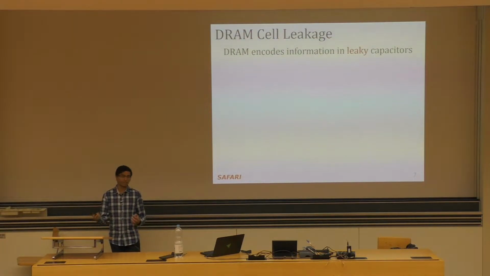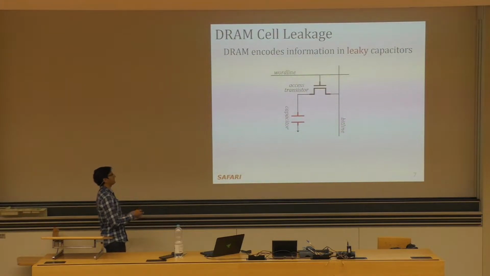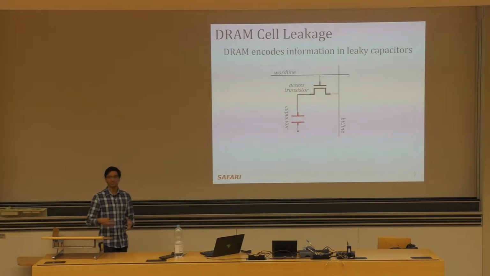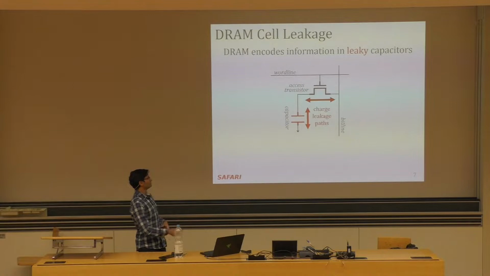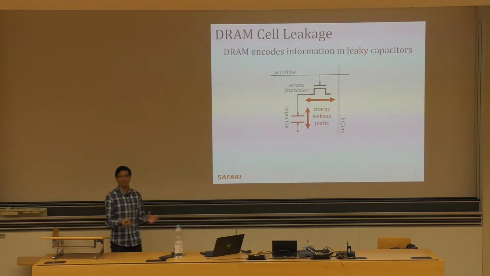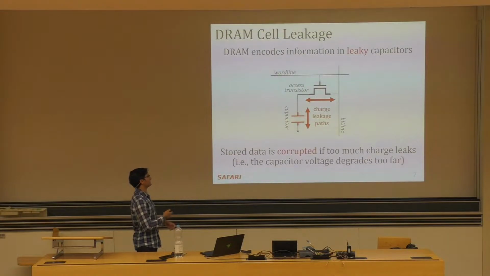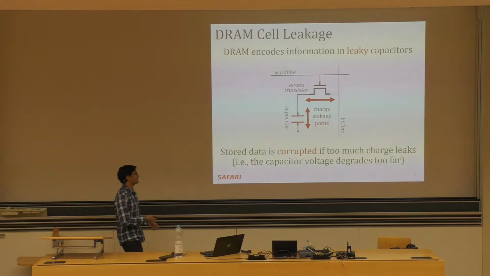So DRAM inherently encodes data using leaky capacitors, right? So here's a graphic of like a simplified DRAM cell. And so we have a capacitor which encodes data using either the charged or discharged state. And we have an access transistor which is used to read from or write to the cell, right? And so one thing to note is that there's several charge leakage paths by which charge can enter or exit this capacitor, right? And the important thing is that the stored data in the capacitor can actually be corrupted if too much charge leakage occurs. And this is the same thing as saying if the capacitor voltage degrades too far.